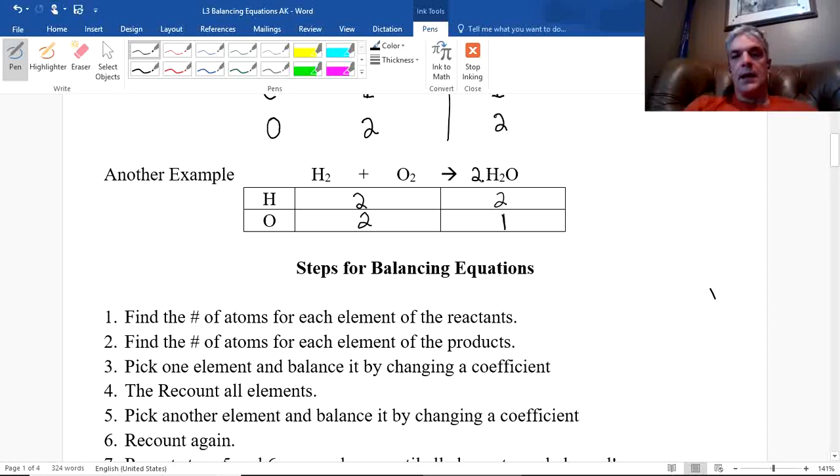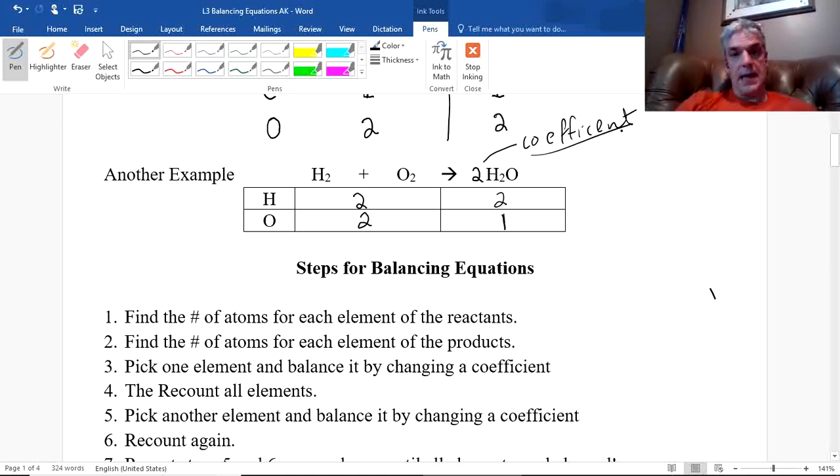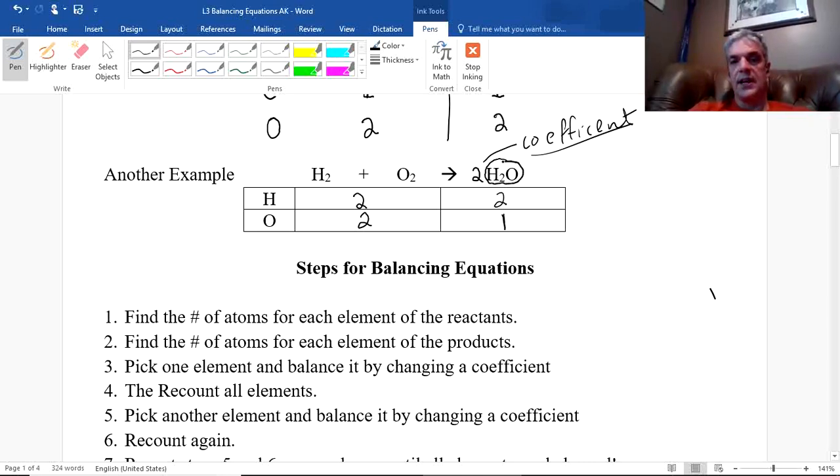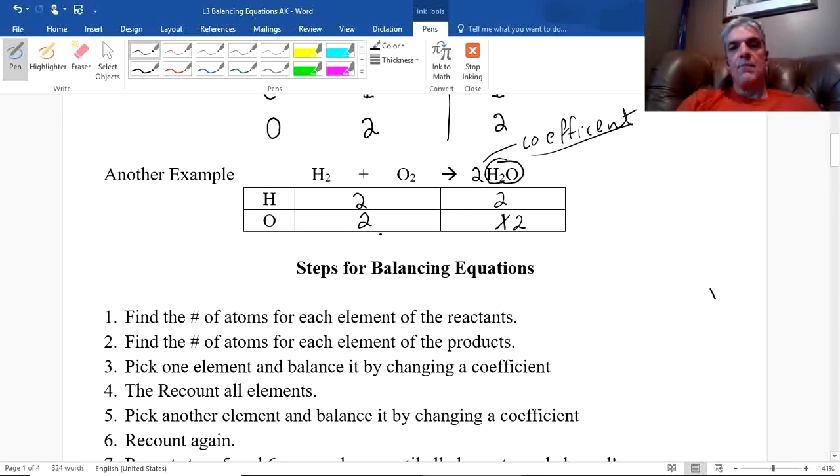And I'm going to say we're going to have two water molecules that we're going to create. We call this a coefficient. That's what it's called. It's just a fancy word for a number out in front of the atoms or molecules. What it does is it makes two whole things of this thing here. Well, that changes things. First of all, now instead of having one oxygen, we're going to have two, which is great. Now we've balanced our oxygens.